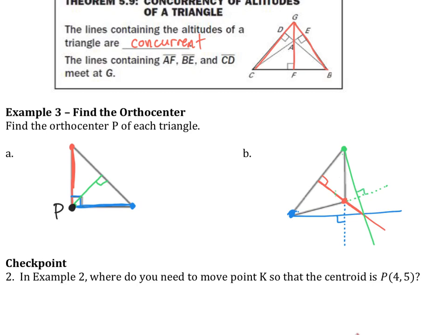So sometimes you have to extend the lines to draw an altitude, and in the end, the altitudes should all cross at one point, and we're going to call that point P. So the blue, the green, and the red are all altitudes. The two pictures here look a little different, but you see that all the altitudes cross in one spot.